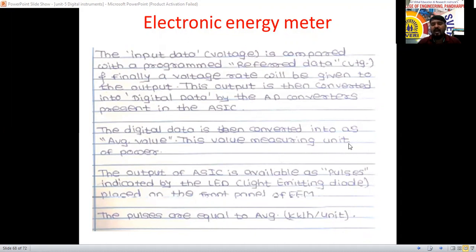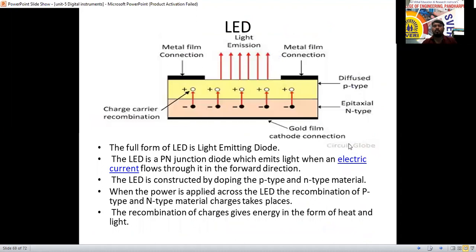So LED, what will happen? It is a one junction device, with 2 layers. All of you have studied the diode that is called PN junction diode. Yes or no? PN junction diodes are there.